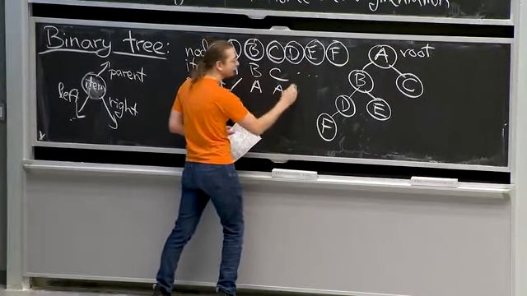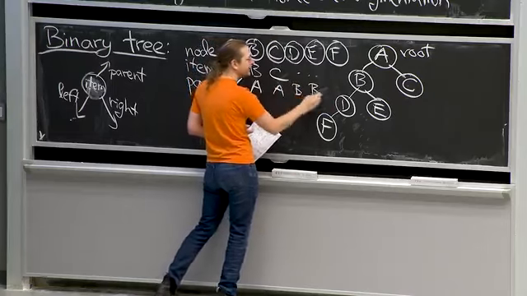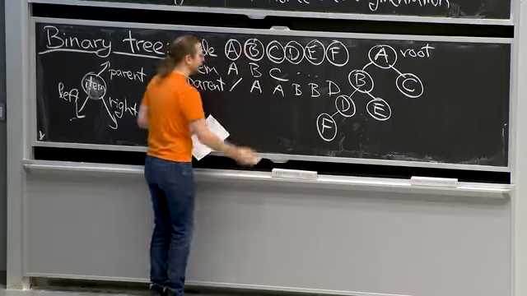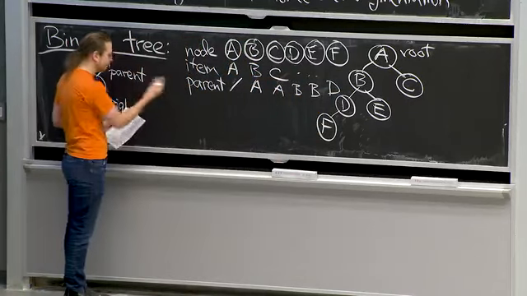Node D, its parent is B. Node E, its parent is B. And node F, its parent is D. Alphabetical order here happens to be ordered by parent.